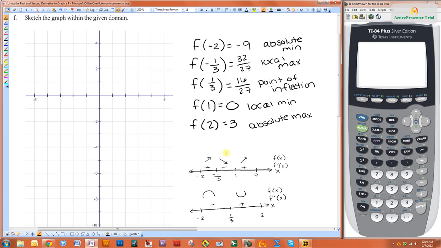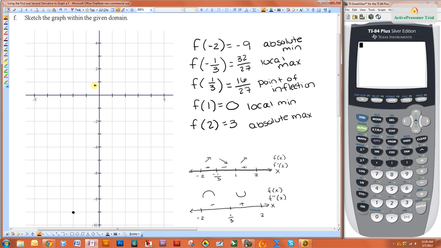Okay, so I've just rewritten here some of the information that we got from previous problems. We found the function evaluated at these various points, and we said this was an absolute min, local max, and so forth. And these are our analysis lines for the first derivative and the second derivative. So now we want to use those to graph our function. Remember we know that it is only going from -2 to +2. So what we're going to do is plot each of these points first. It's at (-2, -9). Then at -1/3, 32 over 27, so that would be about here.